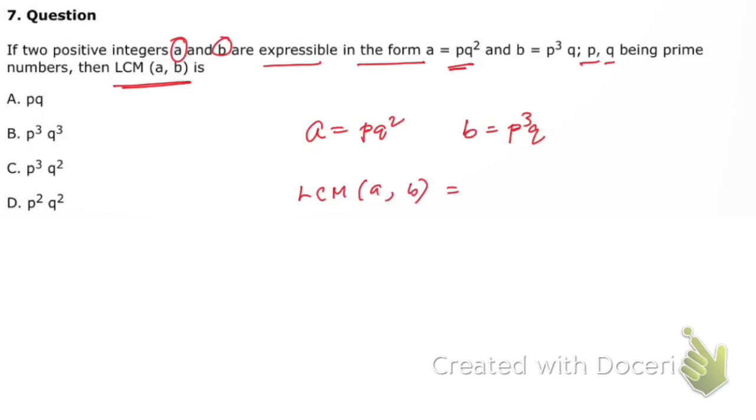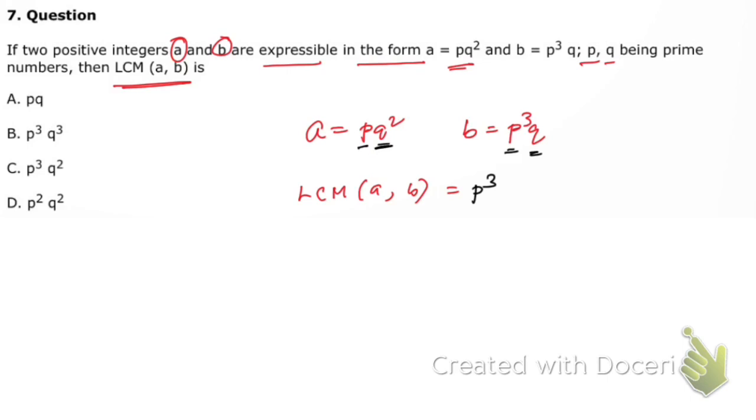So here you see, here we have p and q, here also we have p and q. So take the highest power of p and q. Here we have p cube, so let us take p cube. Here we have p to the power 1, so instead of p to the power 1, we're going to take the p with the greater power.